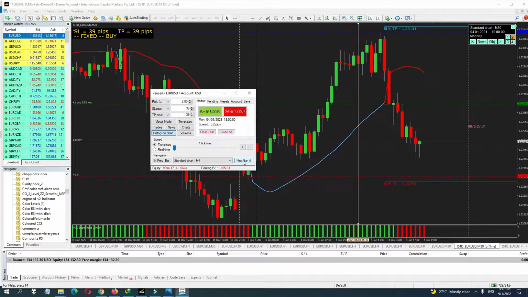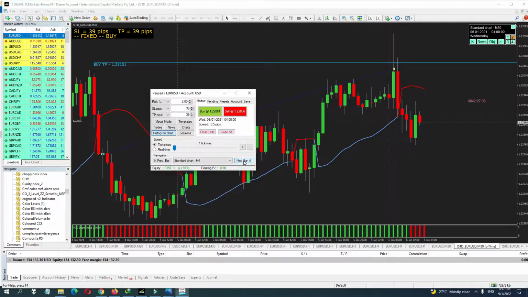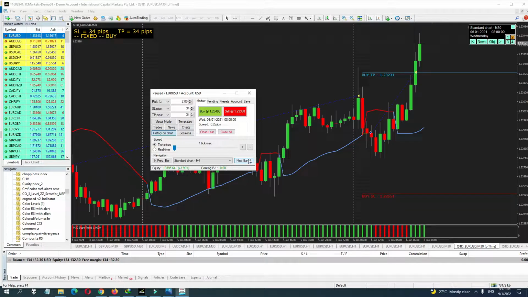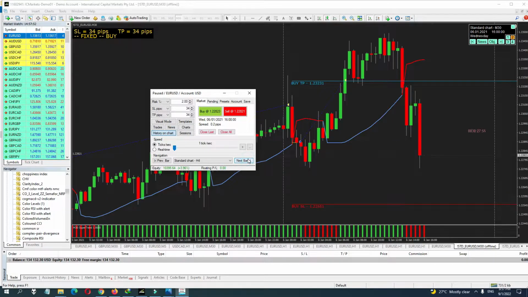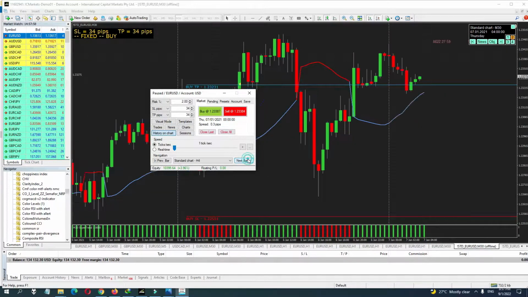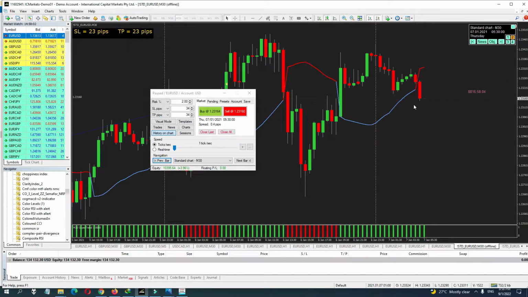I'm going to test this 100 times to see if it's profitable. Okay, we got that one. And here, green, red, so we buy. Basically we're buying on pullback. Okay, we got that one. And buy here.